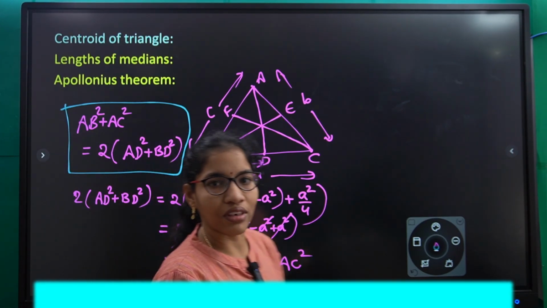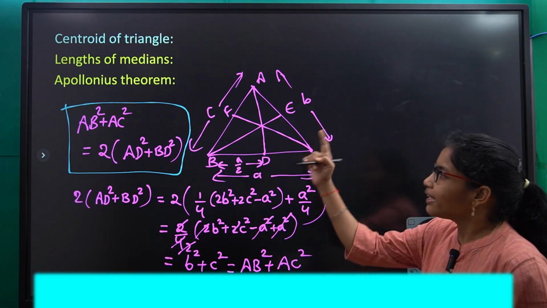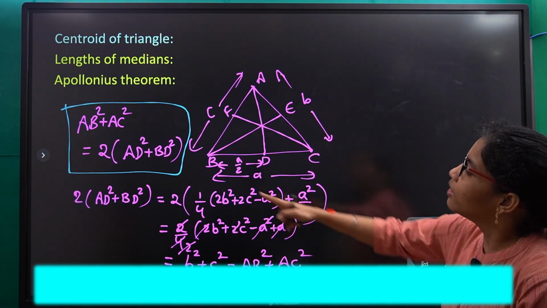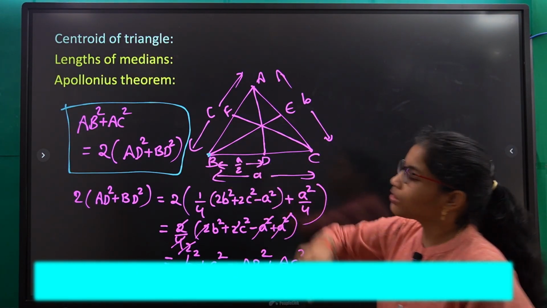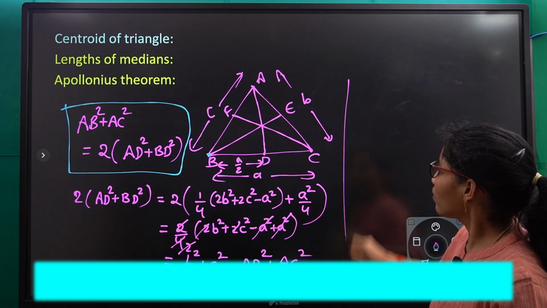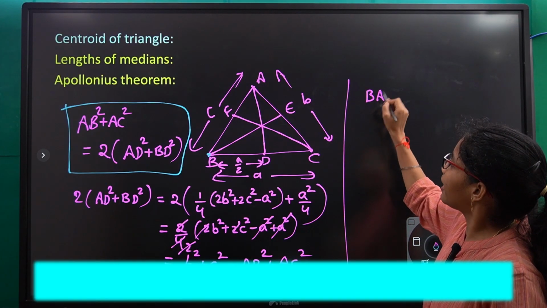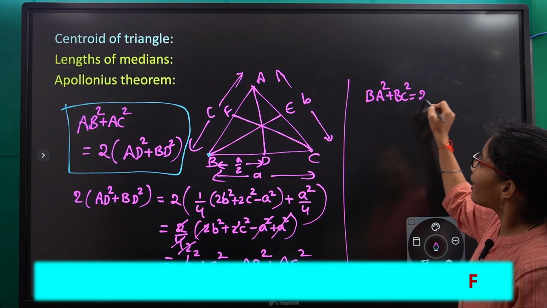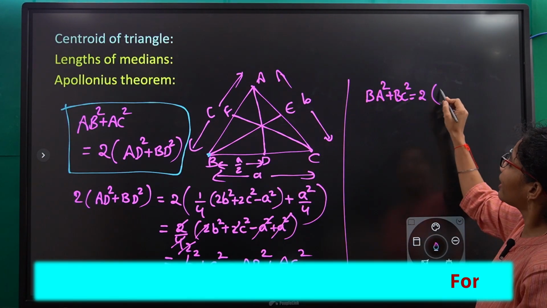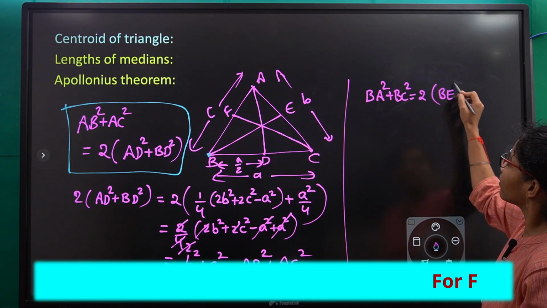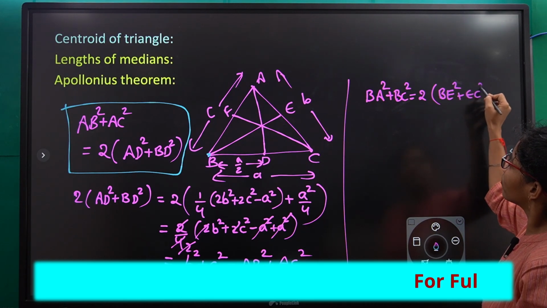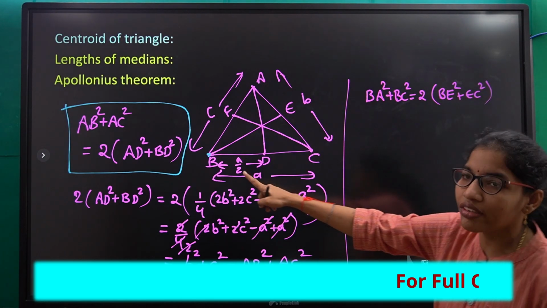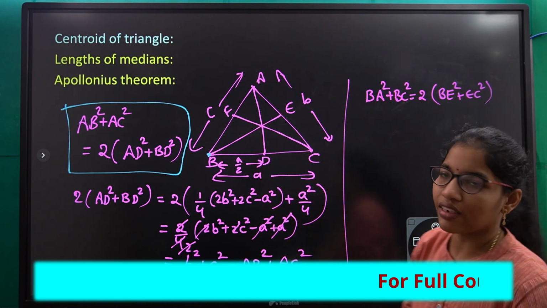This is the Apollonius theorem. Similarly, how can I write for the other sides here? If I want to take from B, what can I write? So BA square plus BC square equals to twice of BE square plus EC square. Clear? Otherwise BE square plus EC square.